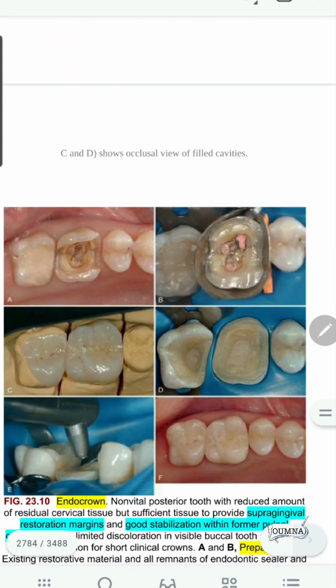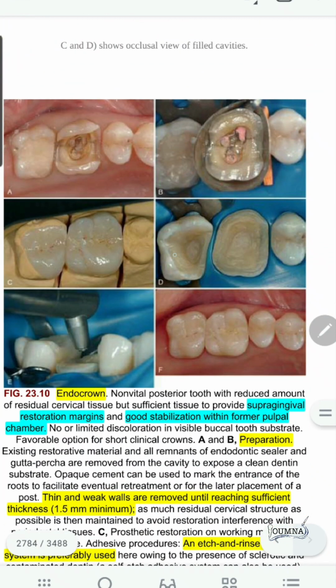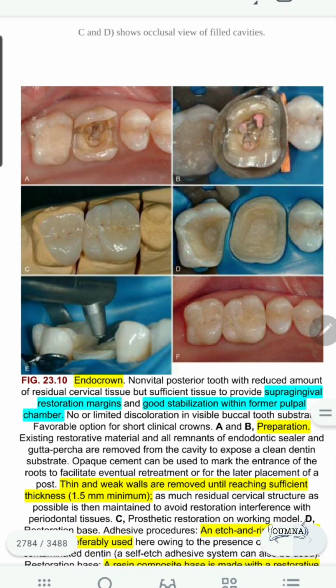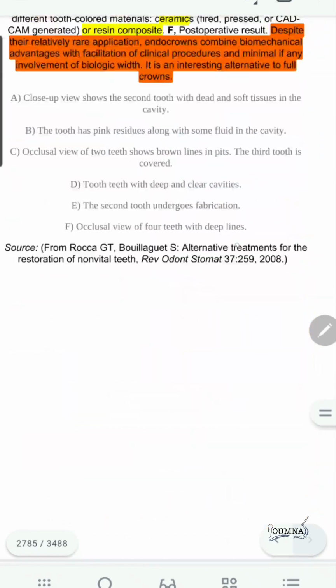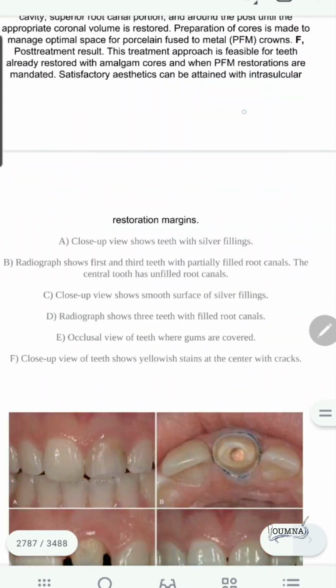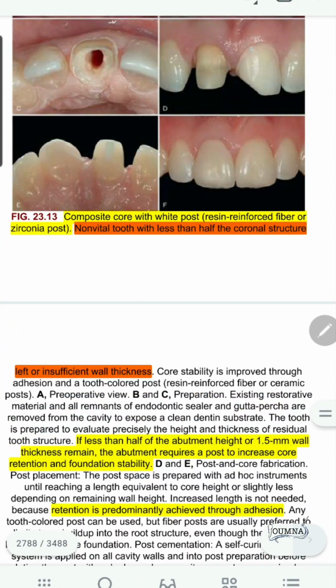This is the endo crown where we get benefit of the pulp chamber, but they're saying that its use has declined a lot in the past years. Also, the amalgam core is not used anymore.